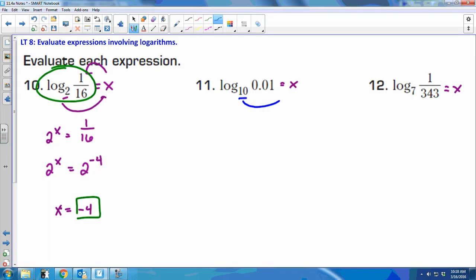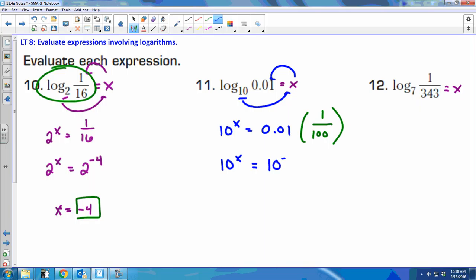So on the next one, we have 10 to the x power equals 0.01. Well, 0.01 is 1/100th. So how can I rewrite 1/100th as 10 to some power? Negative 2. And so then x must be negative 2. So log base 10 of 0.01 is negative 2. We're using exponentials to evaluate. That way we can make those connections between logs and exponentials. It's not just some magic number that just appeared.